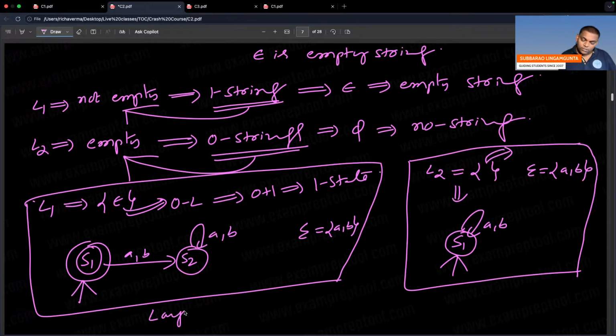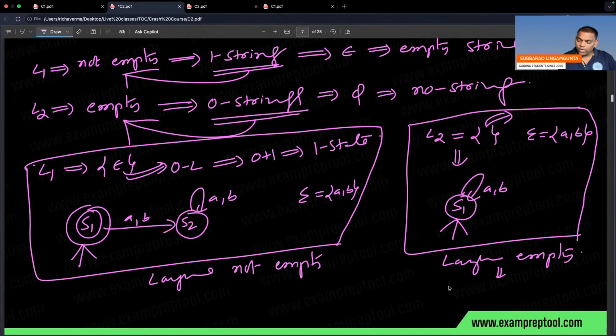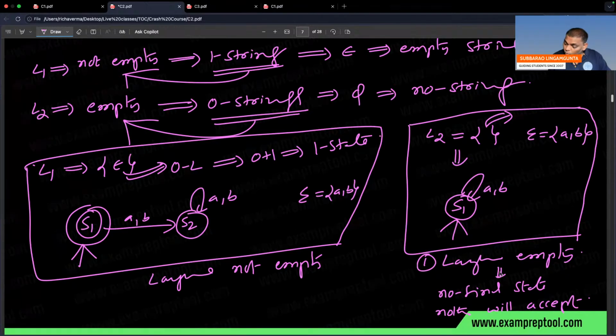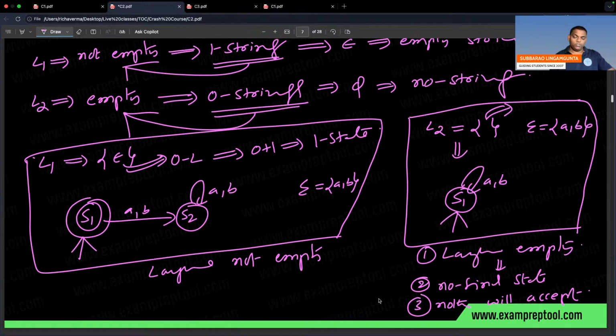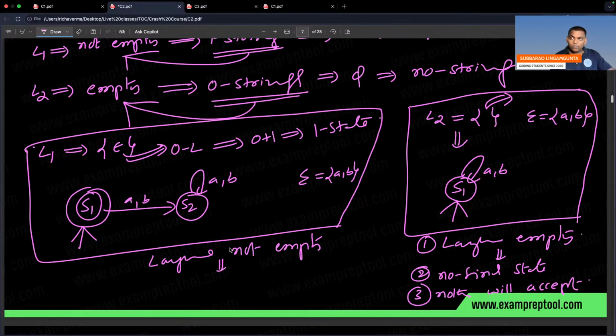Remember here, the language is not empty. Here, the language is empty. Why is the language empty? No final state. So nothing will accept. These are the points. Language not empty. Why? A final state is there. It means something it will accept, because the starting state and final state are both the same. Epsilon is accepted.